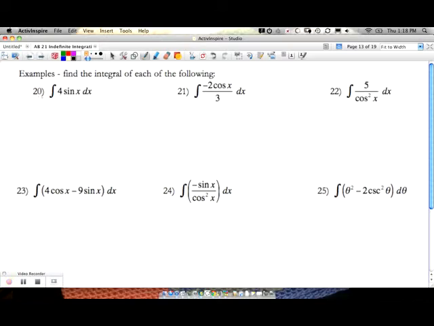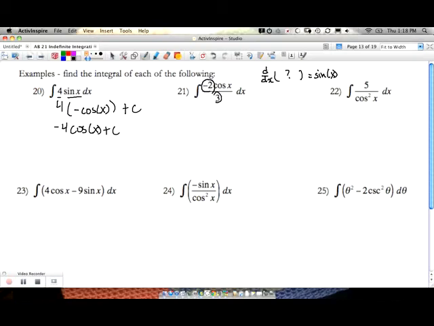So let's practice. All right, I see a function here. It's got a constant out front and then sine of x. So what I'm trying to think of is the derivative of what equals sine of x. That's the question that we're trying to answer. Well, we know the derivative of cosine is negative sine, so the derivative of negative cosine is sine. So the antiderivative of sine is cosine with a negative. Plus c, so it's going to be negative 4 cosine x plus c.